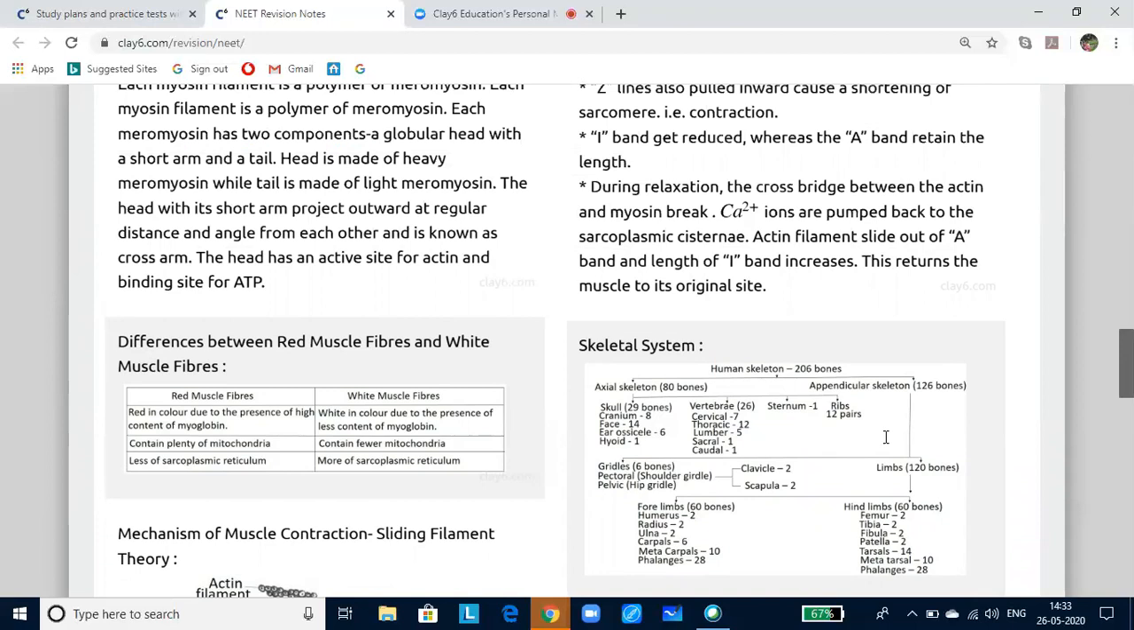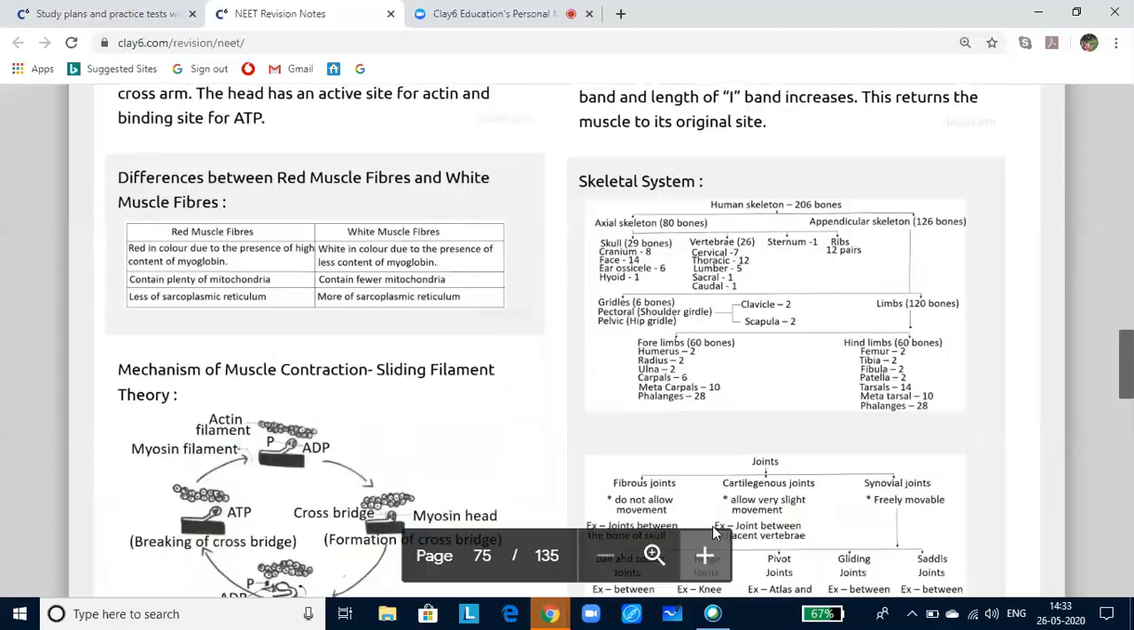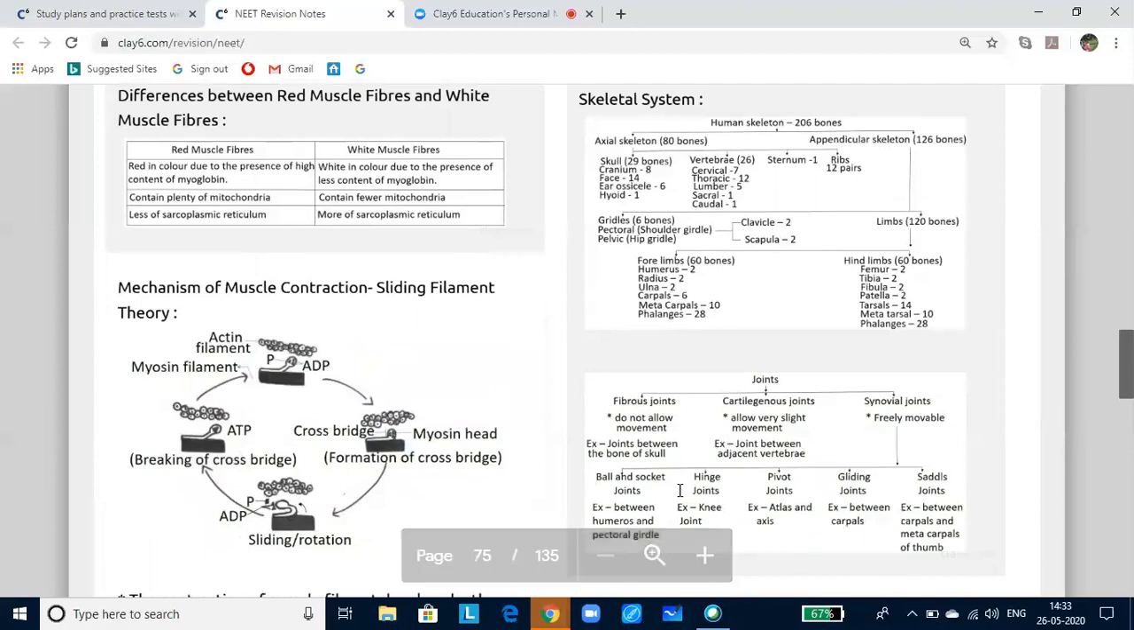Utilizing the energy from ATP hydrolysis, the myosin head now binds. So have a look at this diagram. The myosin head binds to the exposed active sites on actin to form a cross bridge. This pulls the attached actin filaments towards the center of the A band. The Z line attached to these actins are also pulled inwards, thereby causing a shortening of the sarcomere. That is contraction. The I bands get reduced whereas A bands retain their length.